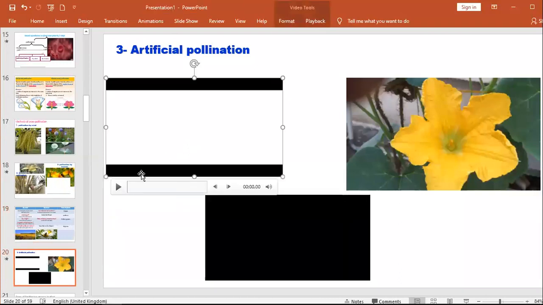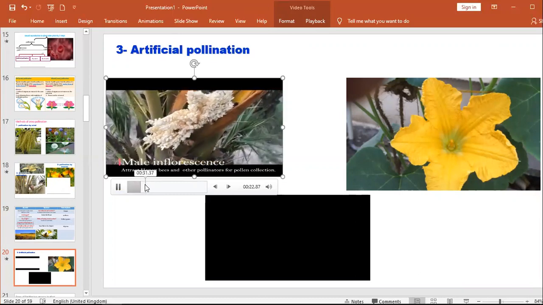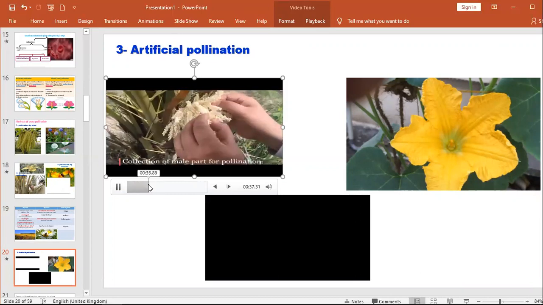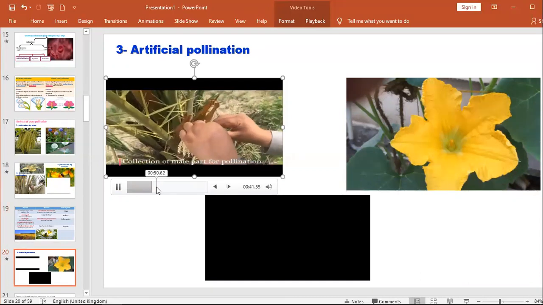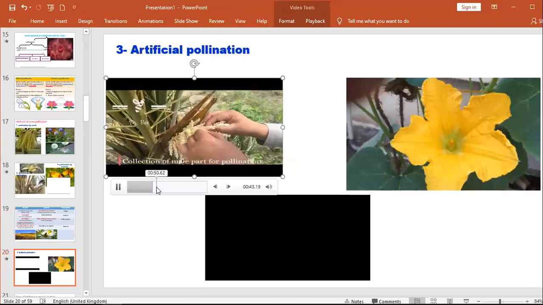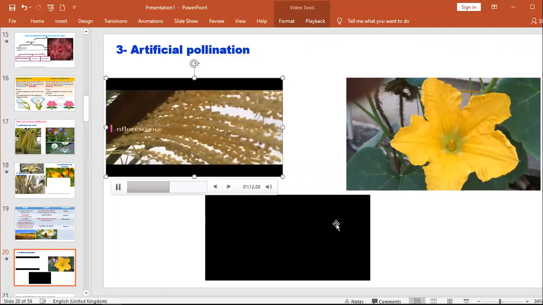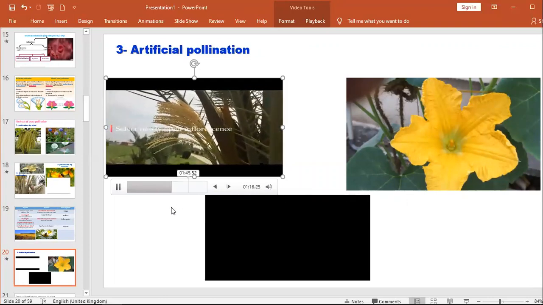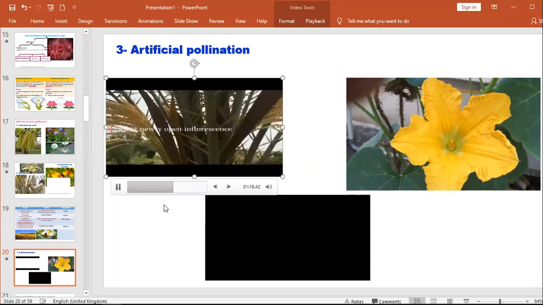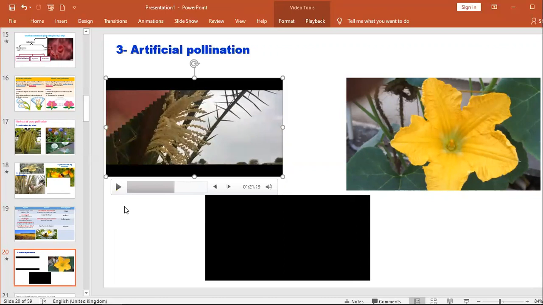It's artificial by man. This one is by insect. Another picture, by man. It's artificial pollination by man. I hope it's clear.